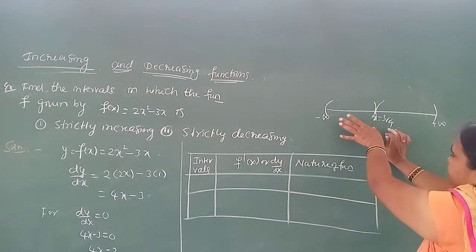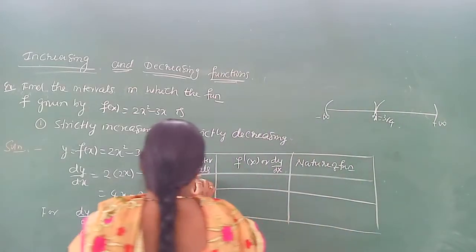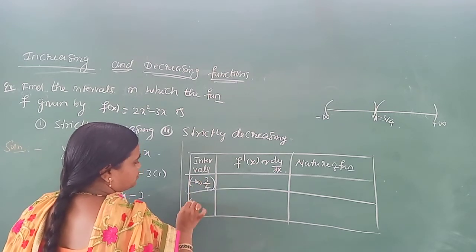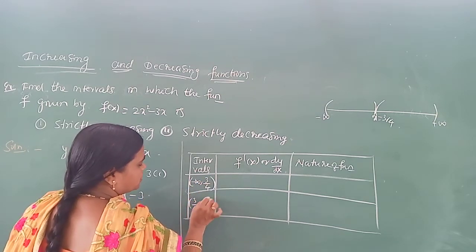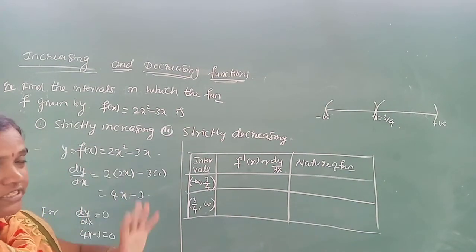The first interval is minus infinity to 3 by 4. The next is 3 by 4 to infinity. Okay, but we are not taking 3 by 4. If we substitute 3 by 4, we get 0, so dy by dx is stationary. But in between those points we have to check.